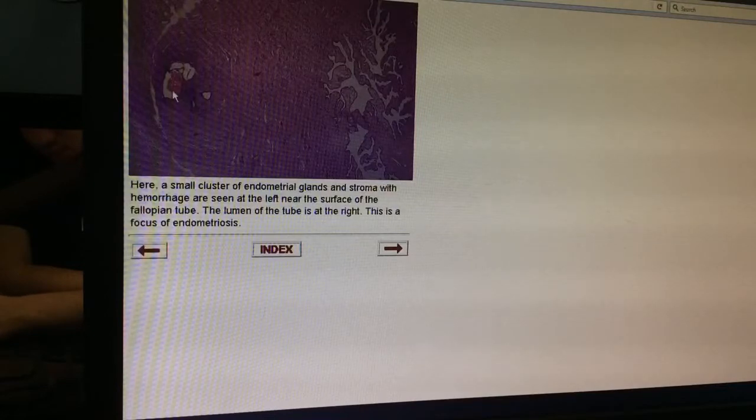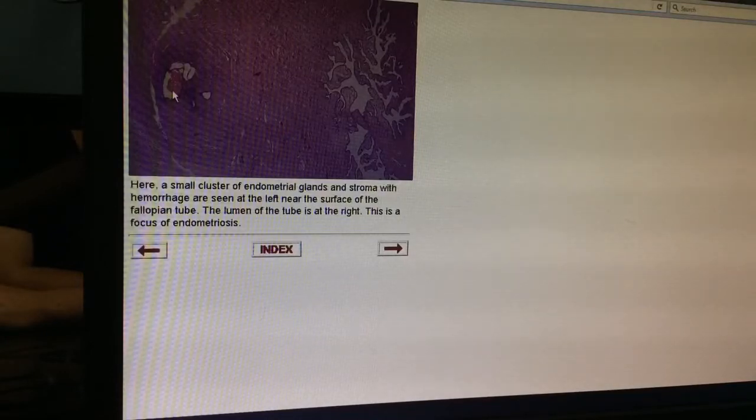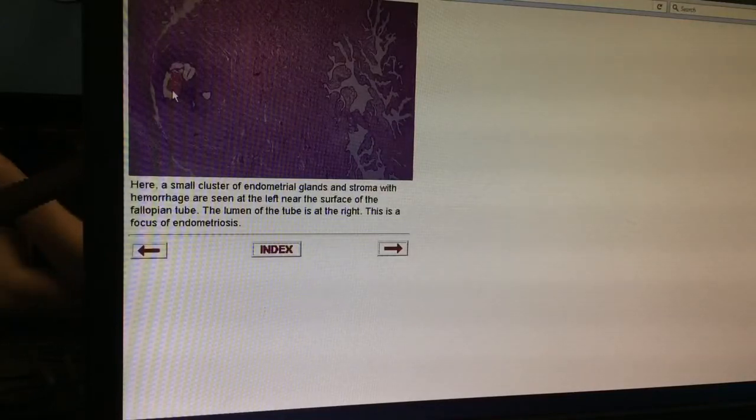Also, as you know, the cyclical changes of the menstrual cycle affect the endometrium inside the uterus and outside the uterus. So the changes can appear in this endometriosis and undergo bleeding. So we found bleeding inside this gland. So we found a gland, we found a stroma, and we found bleeding. Okay?